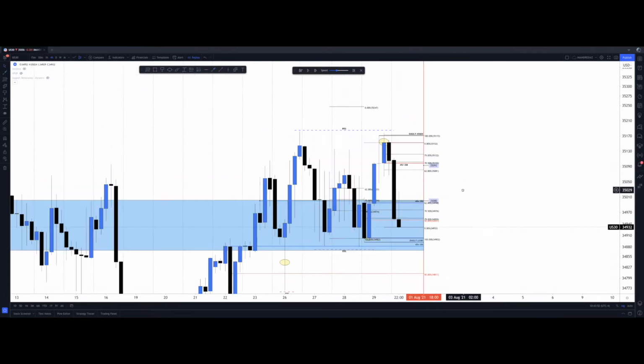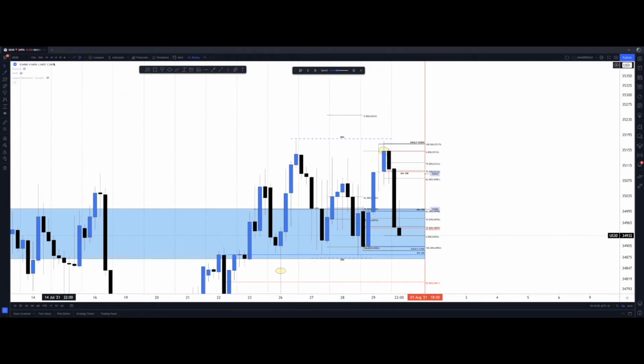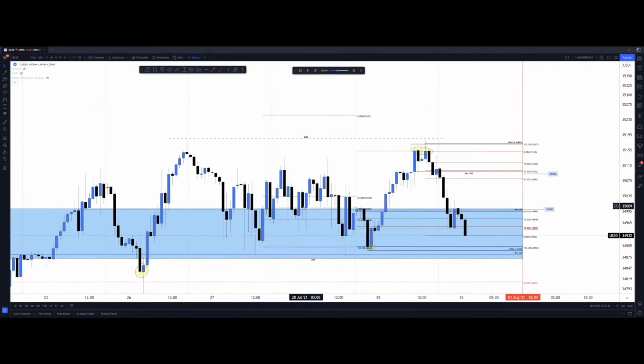So now we have two confirmations that price could possibly go in our direction, but even then, this is not enough. These are just our overall higher time frame confirmations. So from here, we're going to go down to the lower time frames.